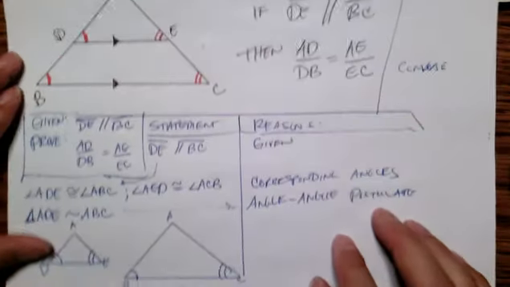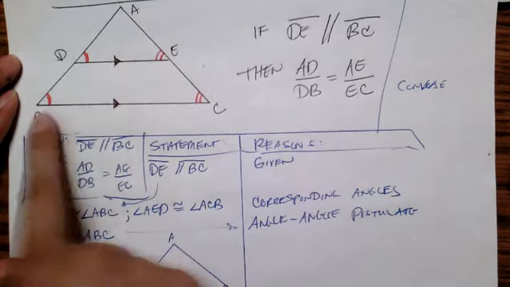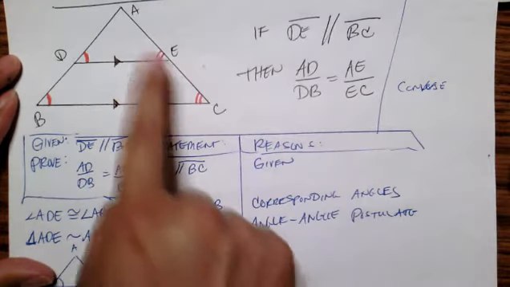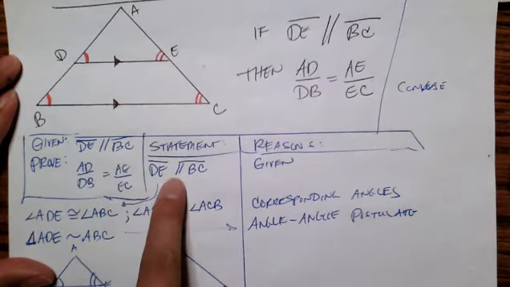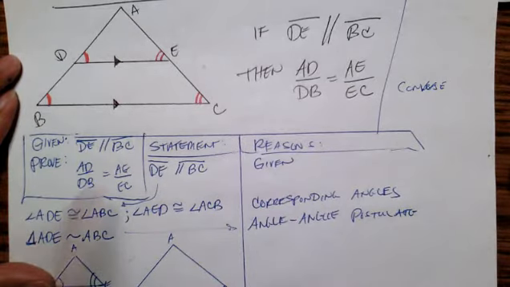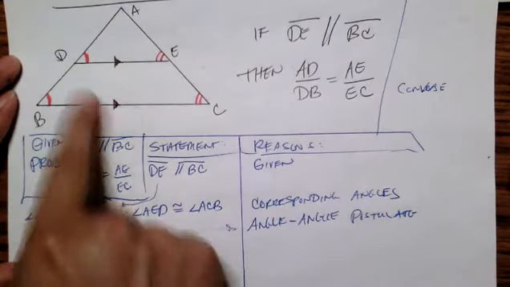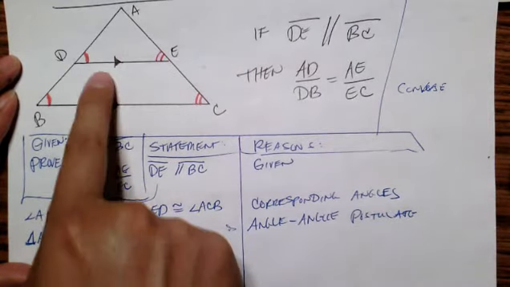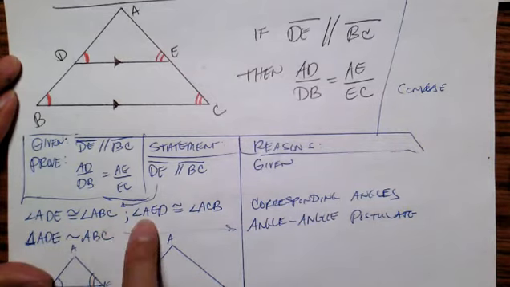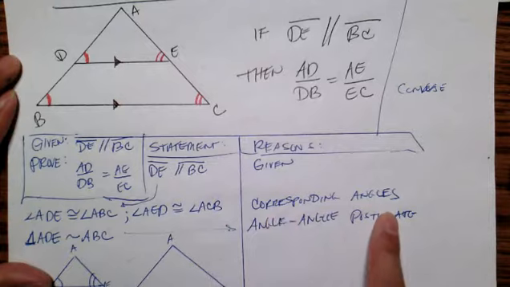So what I did was I wrote, given these two lines are parallel, prove AD over DB is equal to AE over EC. So I started with that. DE is parallel to BC for the given. Then I could tell that these angles right here were equal. And the reason why I knew they were equal is because since these are parallel, these correspond. So that's what I wrote out here. I wrote angle ADE congruent to angle ABC, angle AED congruent to angle ACB, because of corresponding angles.